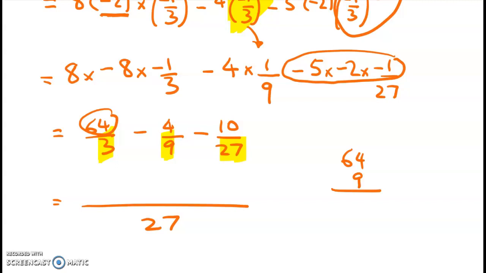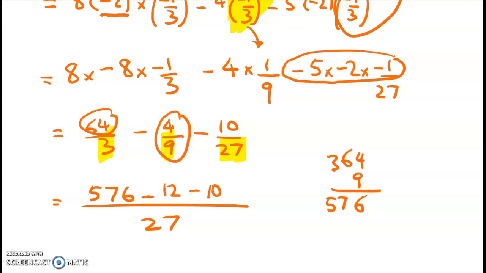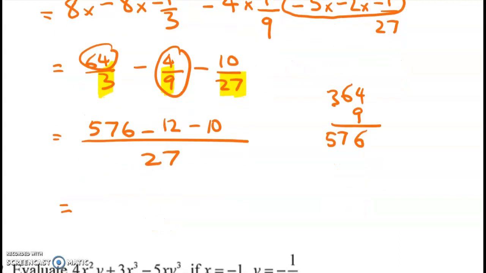So let's do this long multiplication way. So 9 4s are 36, 9 6s are 54, carry the 3 gives me 576. Right, so 576 minus 4 3s are 12 minus 10. Carefully working that out gives me 576 minus 22, which you can do in your head, but don't muck it up. We get 554 over 27.